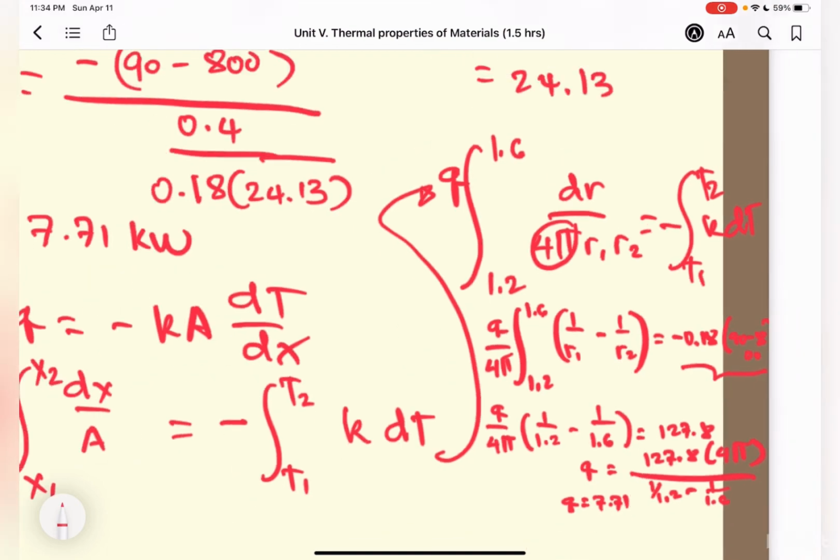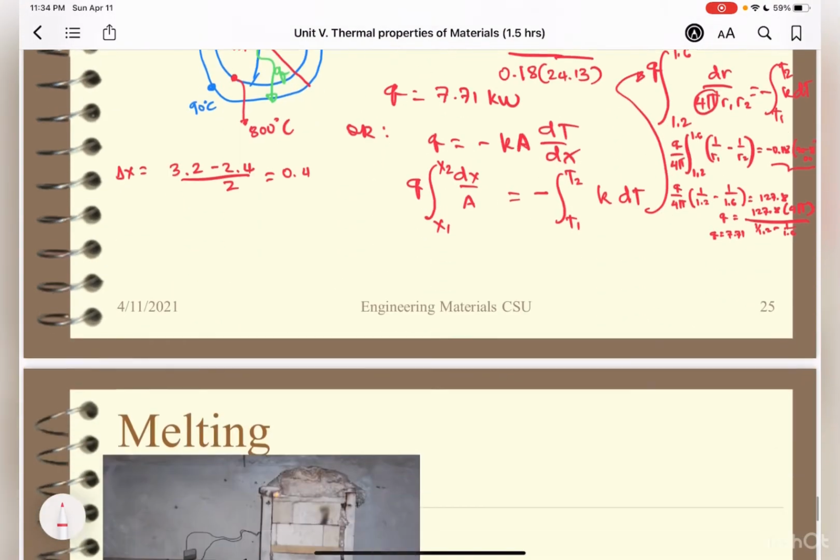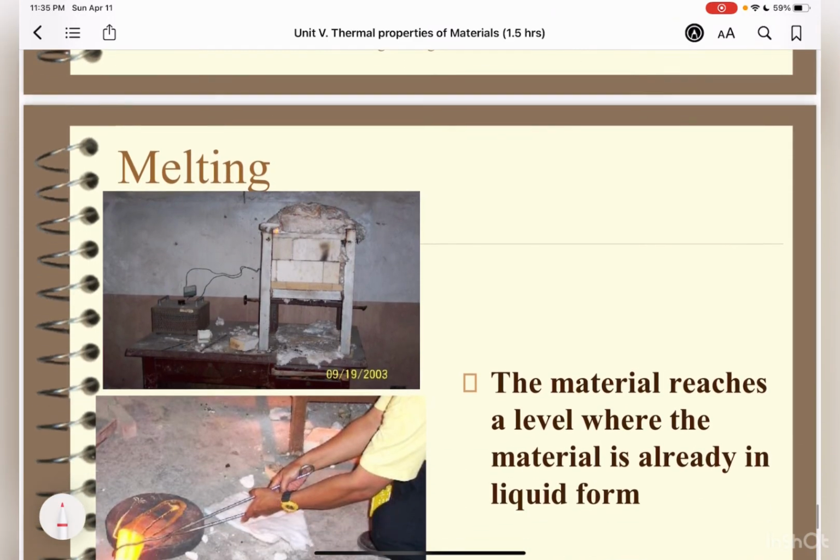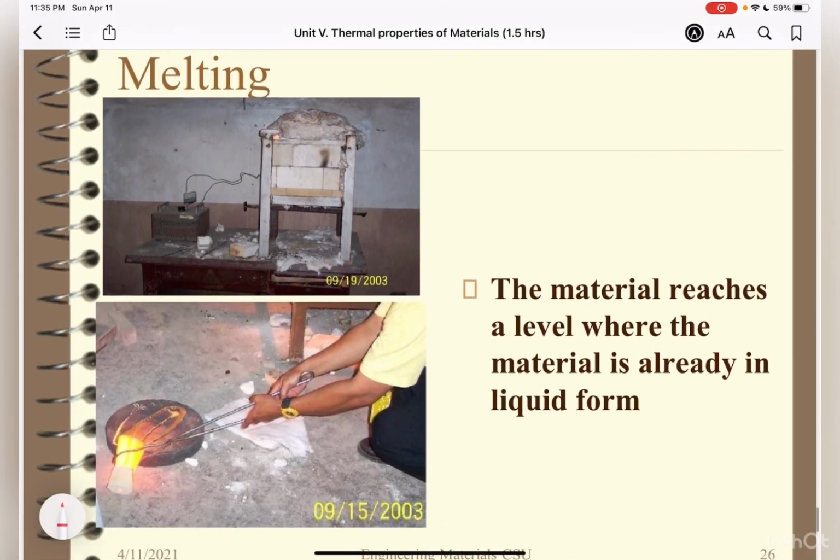Okay, so that ends our, oh, not yet. So I still have here some figures about melting. So this is actually a kiln or a small furnace in MSD-DOSD, wherein we have here a ceramic that is being subjected to as high as 1200 degrees Celsius. And then the material would reach a level where it becomes liquid form. You can just pour it out.